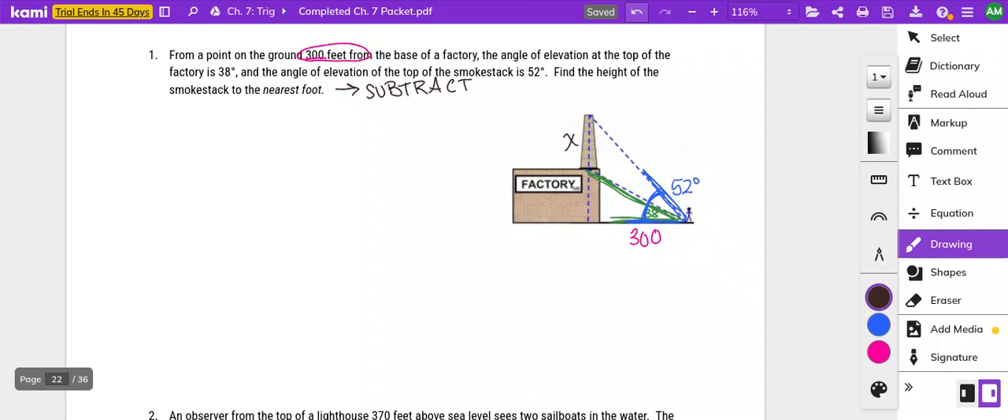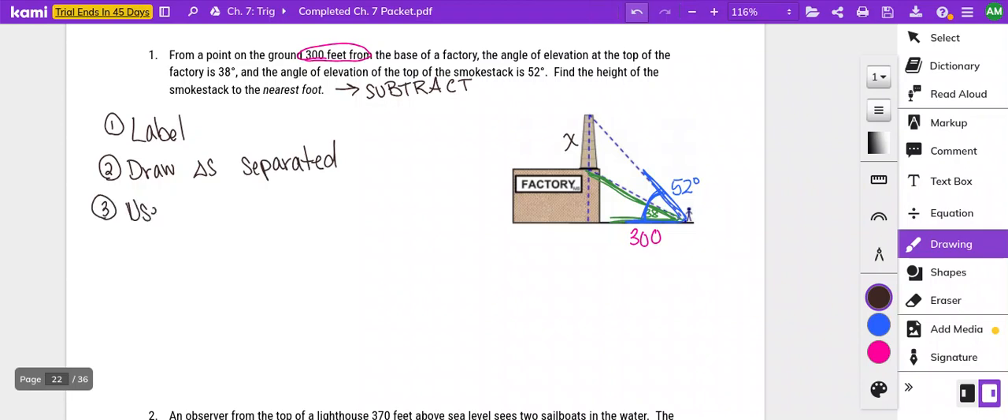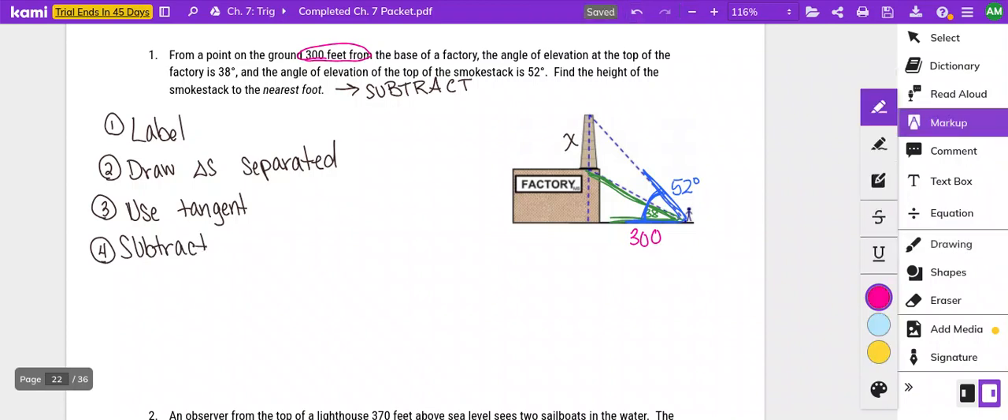So again, here's our rules. 1, we're going to make sure that we label. Once we've labeled, we're going to draw those triangles separated from one another. Once we've drawn them separated, we're going to actually use tangent. And then once we've done that, we're going to subtract. So let's start with 1. We've labeled it. Great. Now we're going to separate those two triangles.